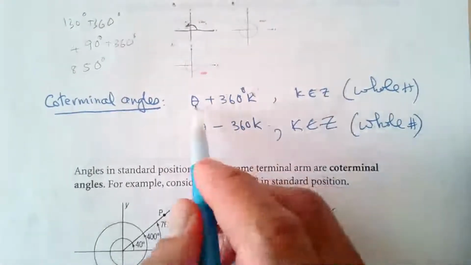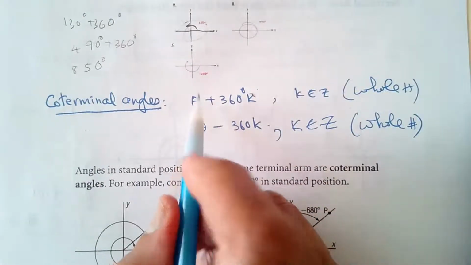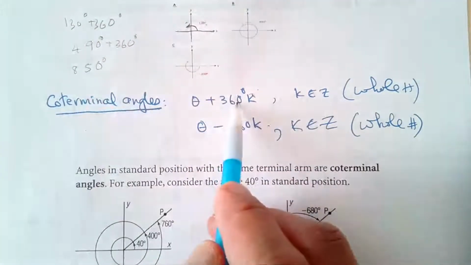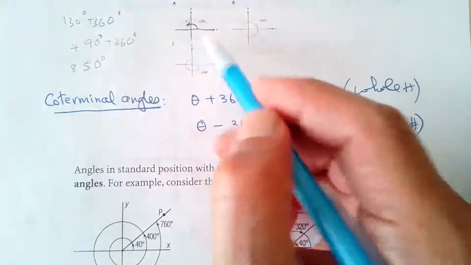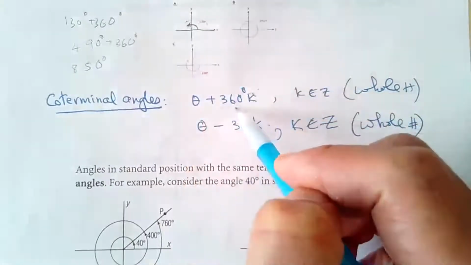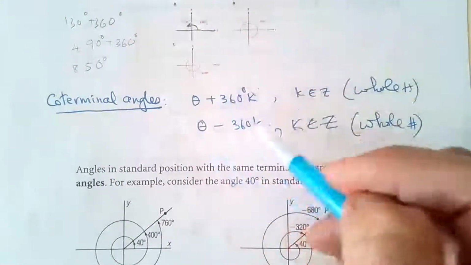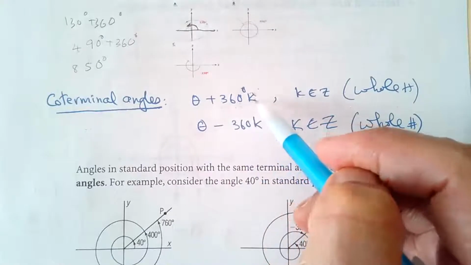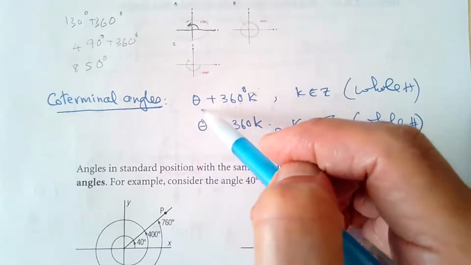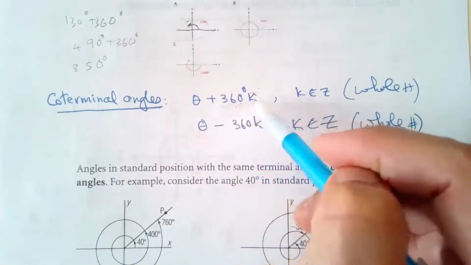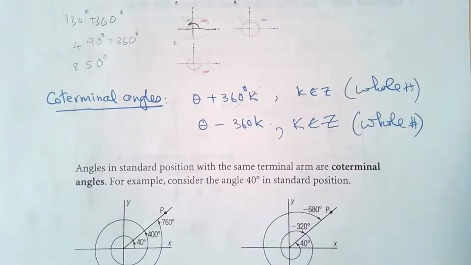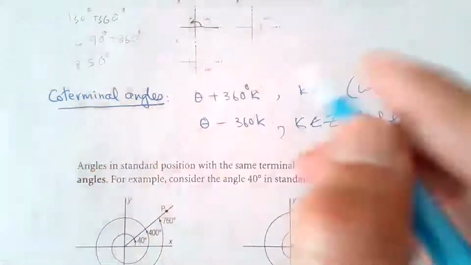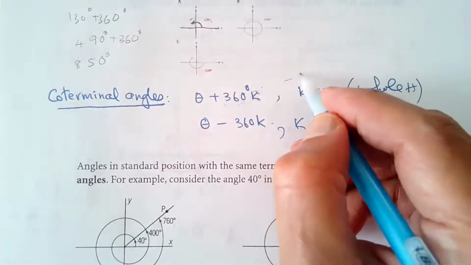The formula for that is whatever the angle is, in this case 130, plus 360k. k refers to a whole number. So the first coterminal arm will be the angle plus 360 times 1. The second one will be the angle plus 360 times 2. The angle theta plus 360 times 3, etc. This is counterclockwise.